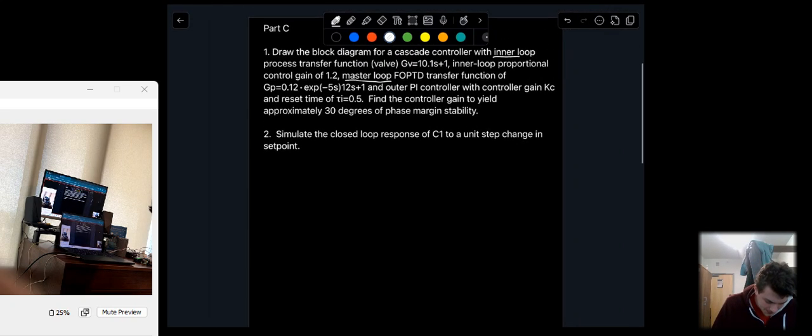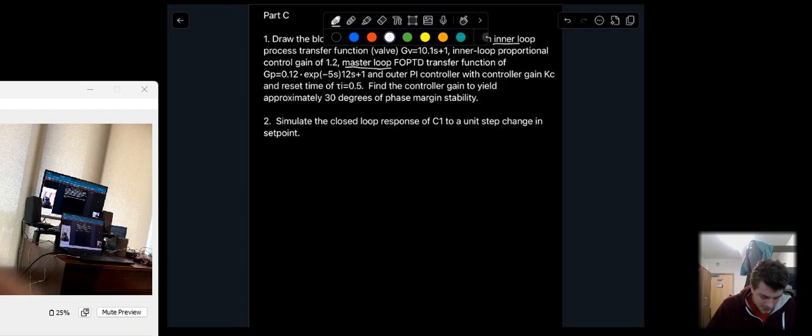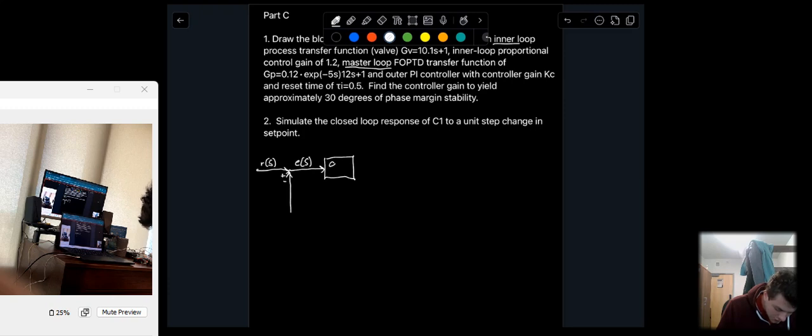So in this format, we are, again, going to have a set point coming in. That's going to be our R of S. And then it's going to be met with some output here, and there's just going to be some subtraction, and that's going to give us an error. That error is going to go into our outer controller here. So this is GC, and this is going to be a PI controller. We know that because our outer controller is going to be PI.